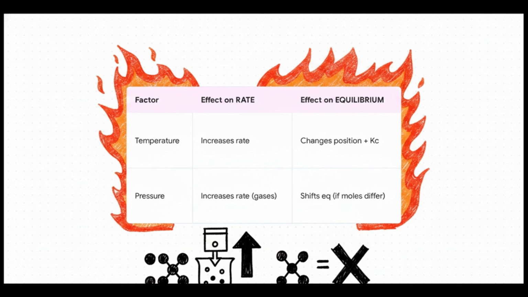Pressure, though, pressure is super picky. It only increases the rate for gases, and it only shifts the equilibrium if the number of gas moles actually differs between the left and right sides. Actually, if the moles are equal on both sides, changing the pressure won't shift the equilibrium at all.